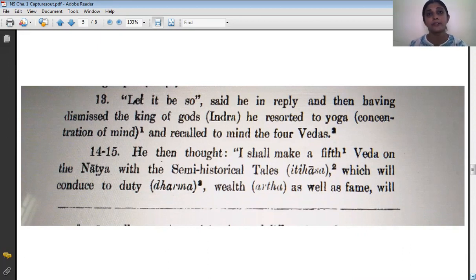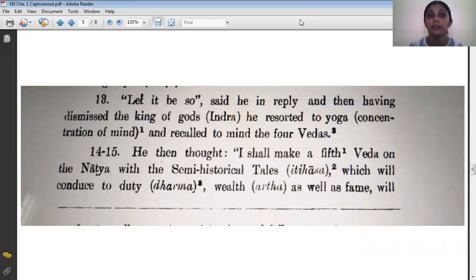And then he promises the gods, the Yakshas, the Gandharvas who had approached Brahma with a request. Brahma promises that I shall make a fifth Ved on the Natya with the semi-historical tales, that is itihas, which will conduce to the fourfold functions of human life, that is dharma, artha, kam and moksha, right? So the purpose of the Natyashastra, Brahma tells all the gods at the very beginning, is that it will adhere to the fourfold functions.